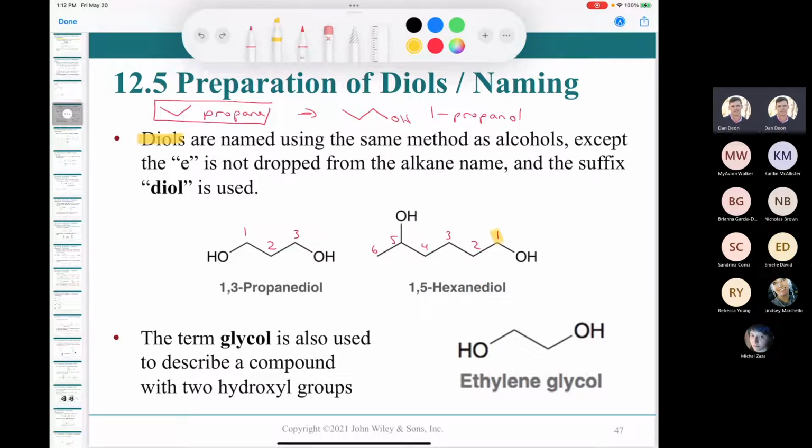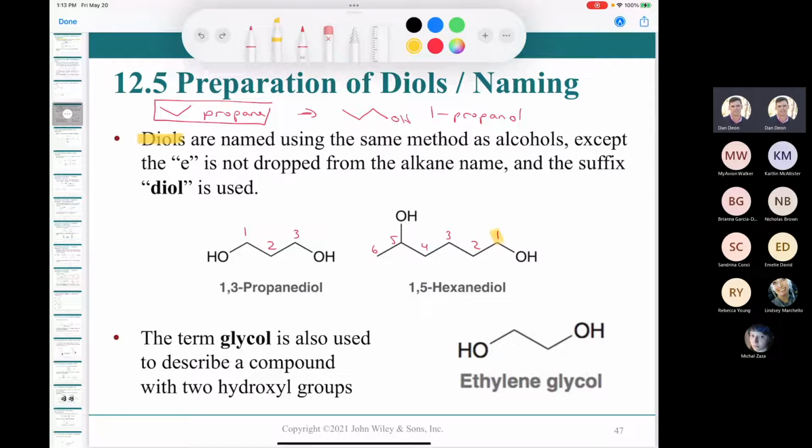Whenever you hear that word glycol, and you might have heard this whenever I've mentioned ethylene glycol or propylene glycol in class, glycol is a term that is used to describe a compound that has two hydroxyl groups in it. And one of the most common is ethylene glycol. And why is ethylene glycol so common? It's because it's used as automobile antifreeze.